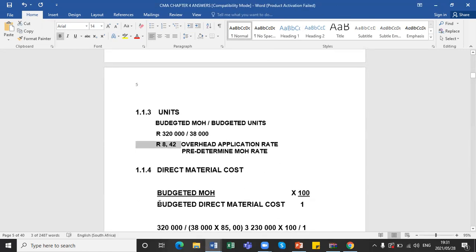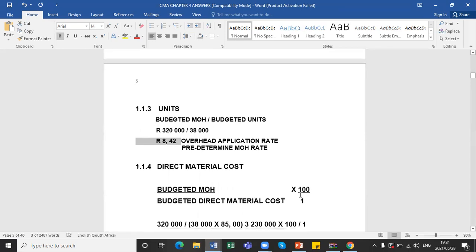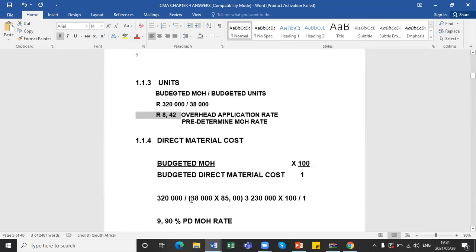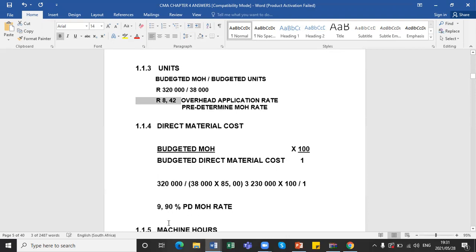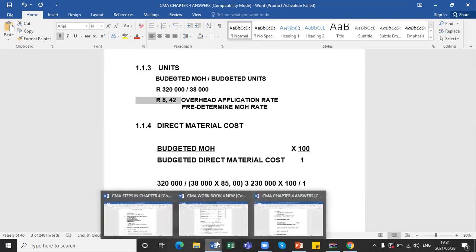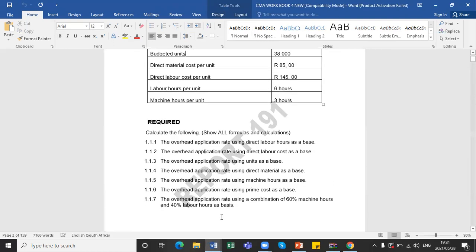So it's budgeted overheads over budgeted direct material cost times 100 over 1. Now, 38,000 times 85 gives you budgeted material cost of 3,230,000. So it's 320,000 divided by 3,230,000 times 100 over 1. There is 9.90%. Then in 1.15, they say calculate overhead application rate using machine hours as a base.